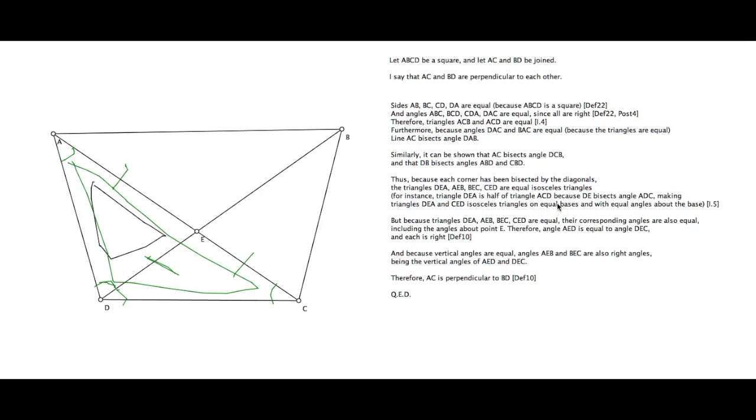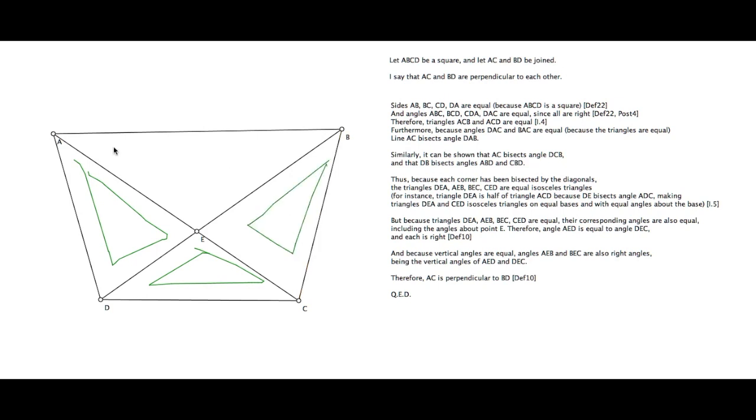Isosceles triangles on equal bases. They're on equal bases because these sides are equal to each other because they're just the sides of the square, with equal angles about the base. So the angles there are all equal to each other as well. So that means, of course, that not only is this isosceles triangle equal to this isosceles triangle, based on that information, but all the other triangles are also equal, right? All of these little green triangles here are equal to each other by the same reasoning.